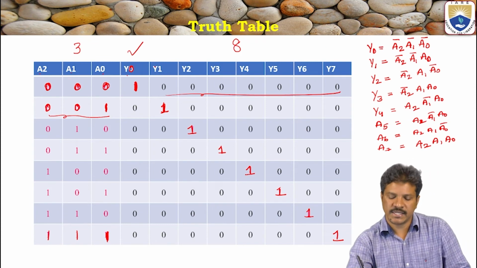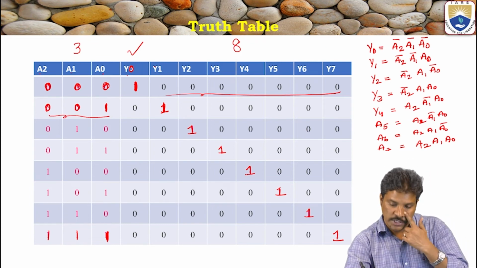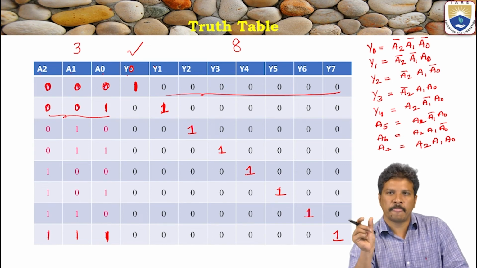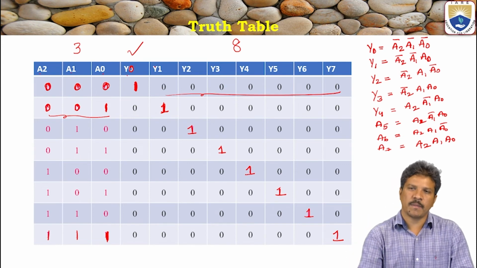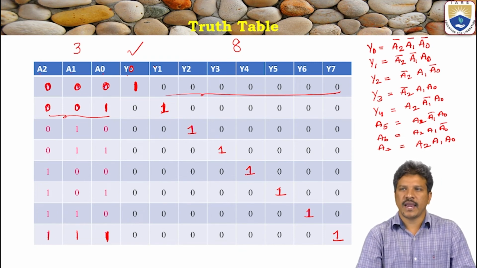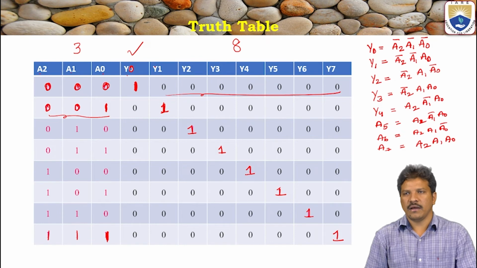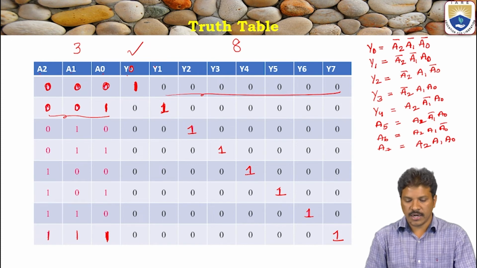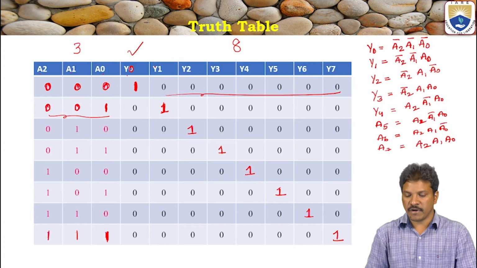Then by seeing these 8 outputs, each output has a simple product term, a minterm. A product term can be represented in the logic diagram as an AND gate, so it requires 8 AND gates. And is there any representation of the complement variable? We require NOT gates.